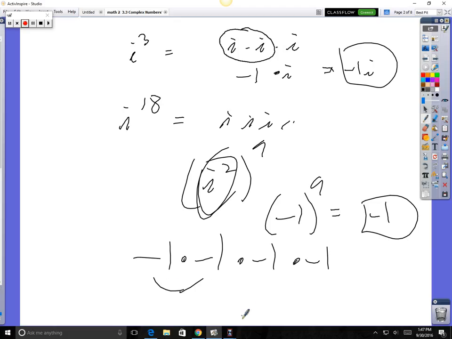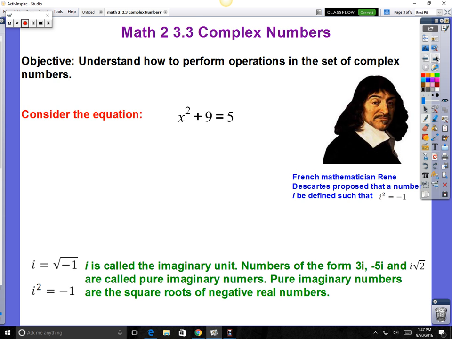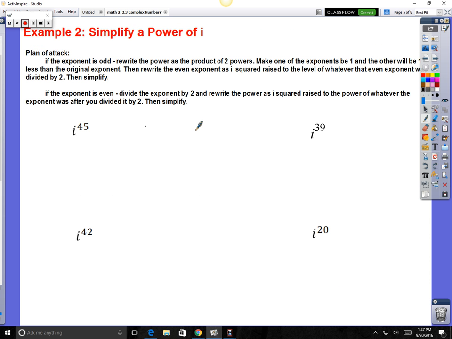How good are we? Try these four. Go. What if you have 45 of them? What if you got 39 of them? 42 of them? 20 of them? Go. Did we do these? Okay, out of the 45, here's all you know.